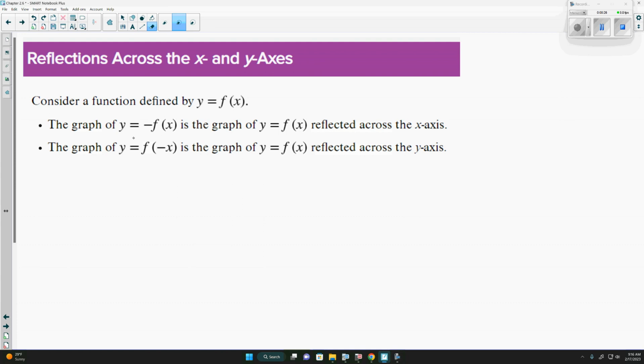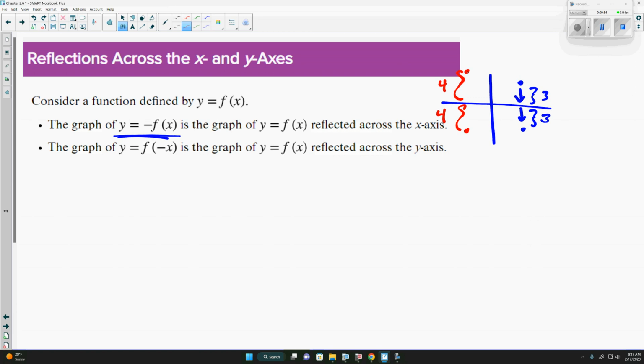Now the graph y equals negative f of x is a reflection across the x-axis. So that means any point that's above the x-axis is now that equal amount below it. So if this is 3 units above, it's now 3 units below, or vice versa. If it was 4 units below the x-axis, it's now 4 units above. And it could have been that this was our original line. This one's now our new line.